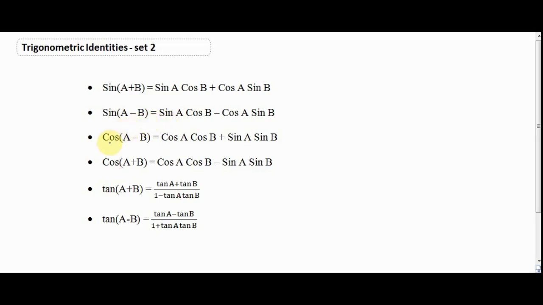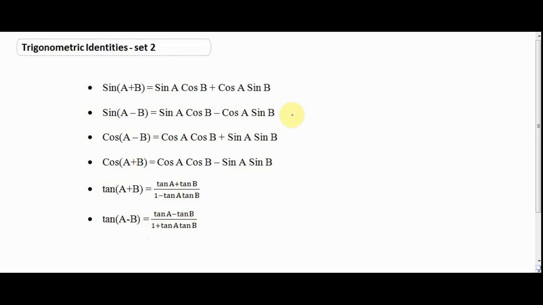Okay. Now the next one says cos a minus b is equal to cos a cos b plus sin a sin b. Cos a plus b is equal to cos a cos b minus sin a sin b. And the next one says tan a plus b is equal to tan a plus tan b divided by 1 minus tan a tan b. And tan a minus b is equal to tan a minus tan b divided by 1 plus tan a into tan b. Okay, so this is set 2 of trigonometric identities.